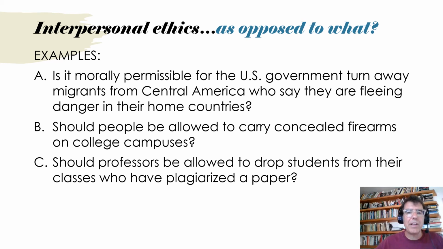Examples A, B, and C are all ethical questions. These are not empirical questions. They are definitely ethical. But they are not interpersonal ethics because they're not about people interacting with each other. Example A is about the U.S. government and what is right or wrong for the U.S. government to do. Same with example B. It's a matter of law and what law would be correct. So these are matters of policy and government. They are not interpersonal ethics.